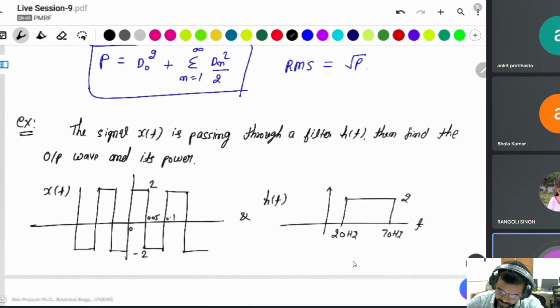This is the magnitude plot or frequency plot. So this is the time. How can you find the actual output signal if this signal is passing through this filter?